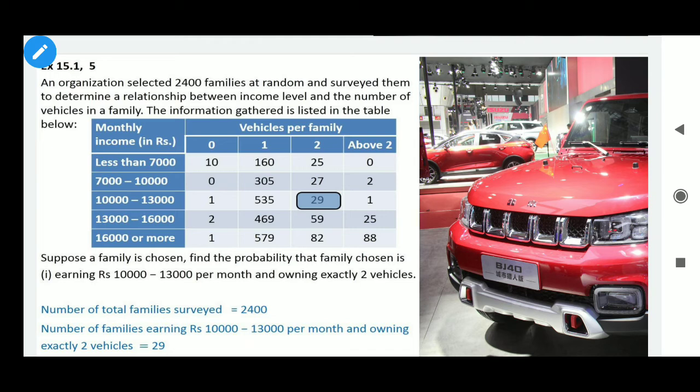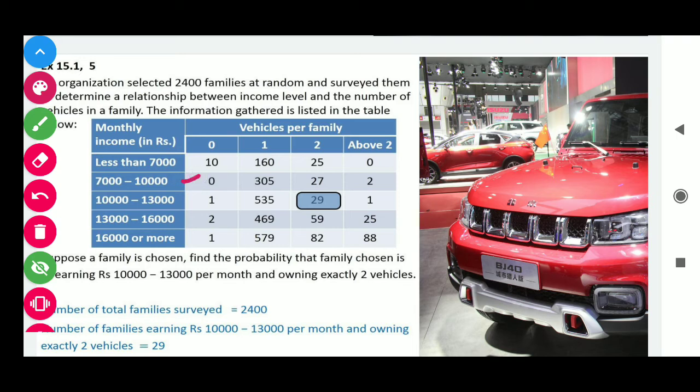The information gathered is listed in the table below. You can see the table. Monthly income in rupees: less than 7,000, 7,000 to 10,000, 10,000 to 13,000, 13,000 to 16,000, 16,000 or more. Vehicles per family are 0, 1, 2 and above 2.